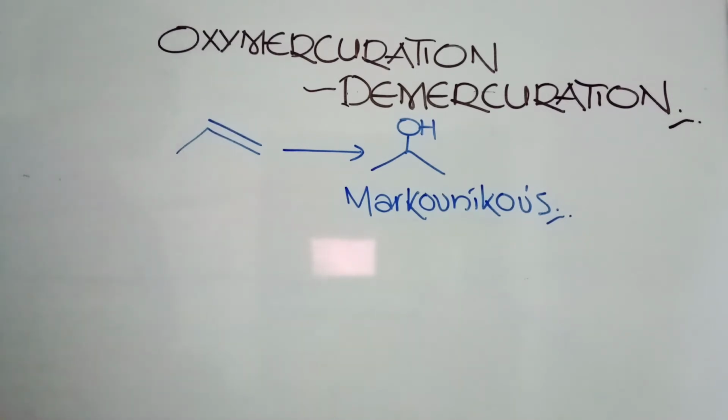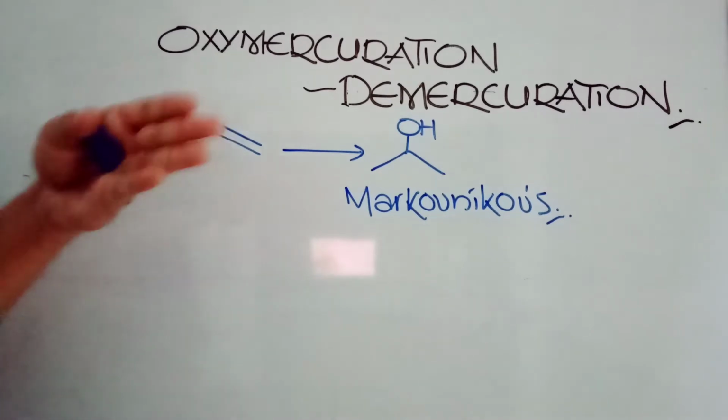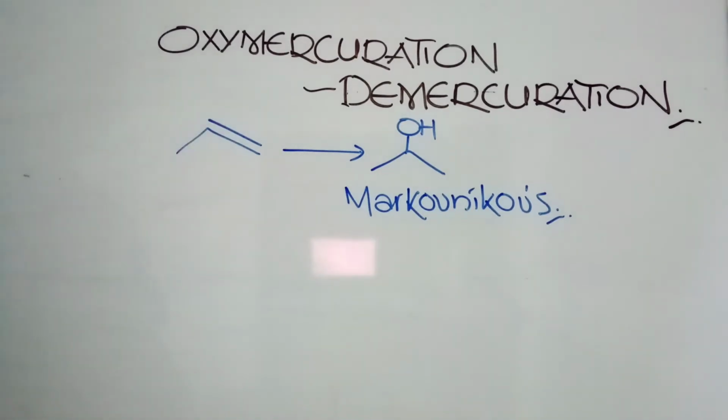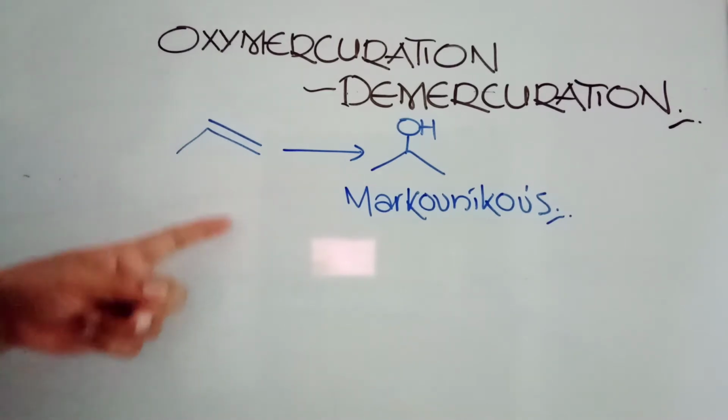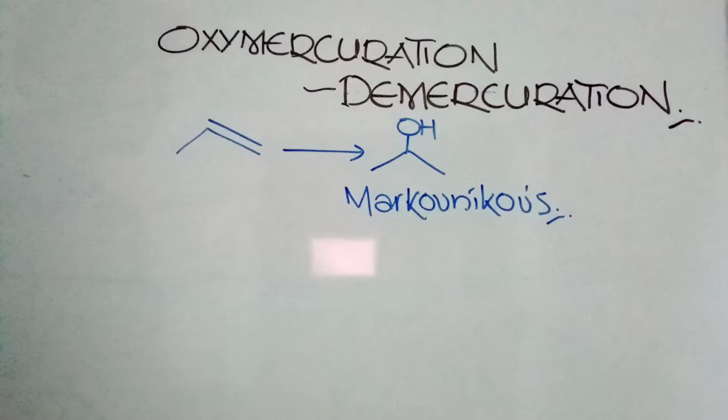Oxymercuration and demercuration. In the first step, what happens? In the second step, what happens? We'll see the mechanism and the detailed things about this. So simple alkenes, unsymmetrical alkenes, will give you alcohols with Markovnikov nature. Now advantages and conditions: there is no rearrangement, and the product is Markovnikov. Remember these 2 points. These are very helpful points to you.